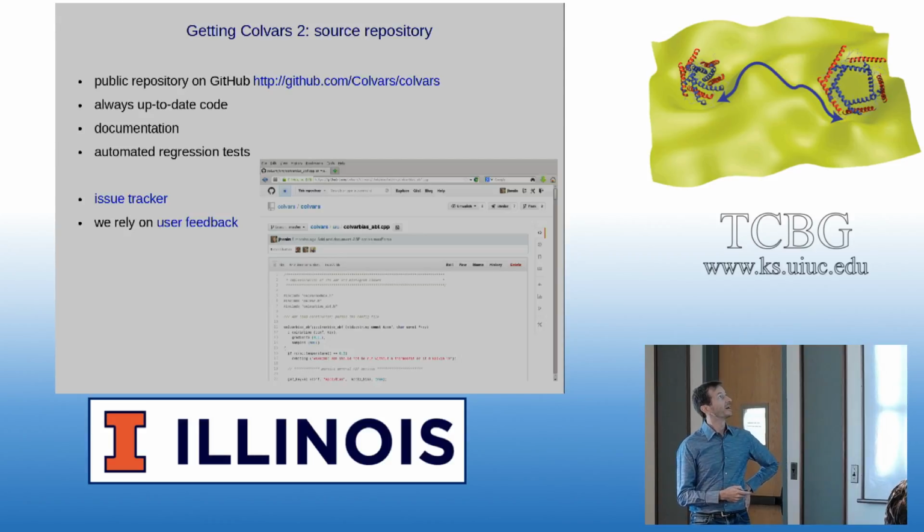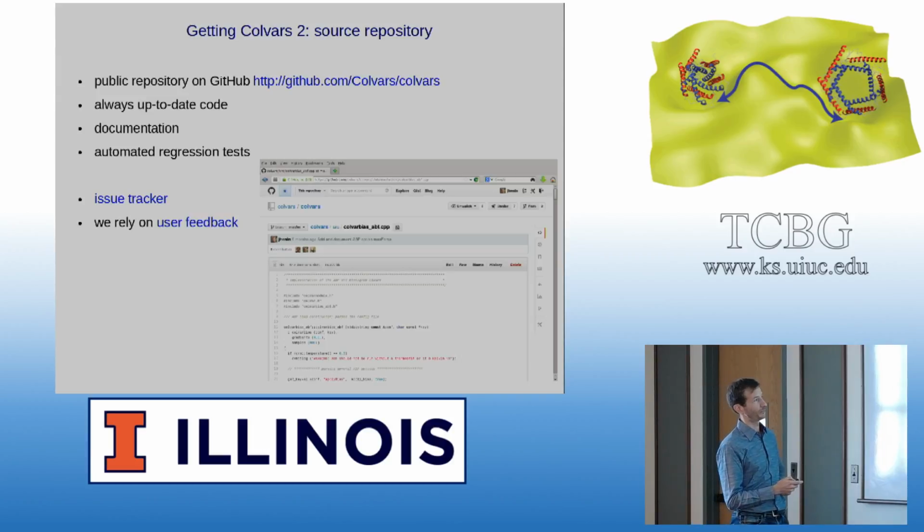But we have this source repository that people seem to like. I'm very happy they do. It's on GitHub. It always has the up-to-date code. Actually, various branches with different variants of the code. It has the up-to-date documentation. It has a regression test. It has an issue tracker, which we use a lot and few other people use, but feel free to use the issue tracker to report issues. We do rely on user feedback, although there are many channels to do that.